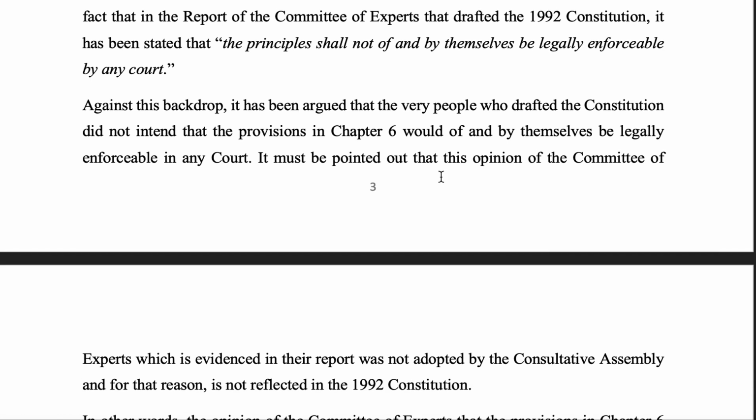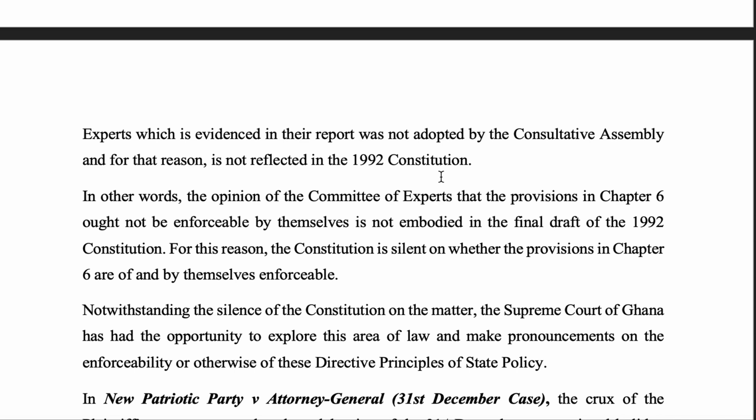But when they gave their draft to the Consultative Assembly, the second stage, they did not include any expression in the Constitution to say that the provisions in Chapter 6 are not supposed to be enforceable. So the final one that they gave to the people of Ghana didn't have any statement that the provisions contained in Chapter 6 will not be legally enforceable. So that appears to be the reason why there's even an issue about whether Chapter 6 is supposed to be enforceable or not, because the people who drafted said it's not supposed to be enforceable, but in the final draft, we don't have it inside.